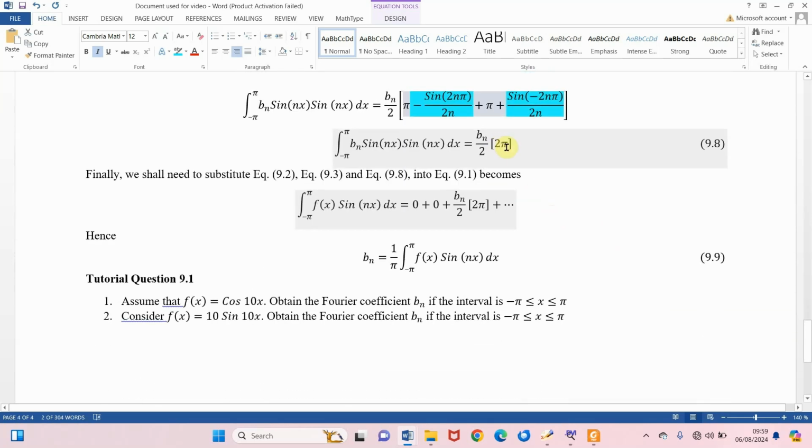From here, we can actually make our bn the subject of the formula. Don't forget that 2 cancels 2. So here we now have our bn to be this expression. So this is how to obtain the Fourier coefficient bn. As you can see, it's very simple.